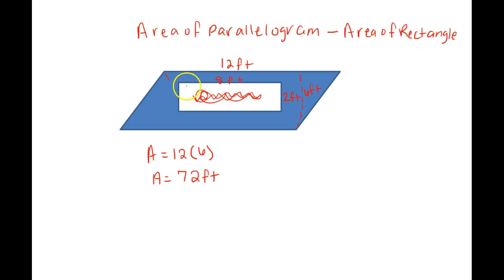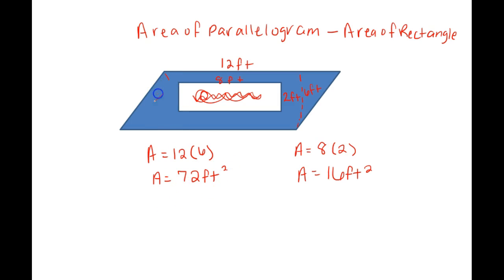But if you look, the rectangle is a little space that's being cut out of that parallelogram. So you're going to have to subtract that space. So the area of that rectangle is base, which is 8, times height, which is 2. So the area of that rectangle is 16 feet squared. I forgot to write squared.